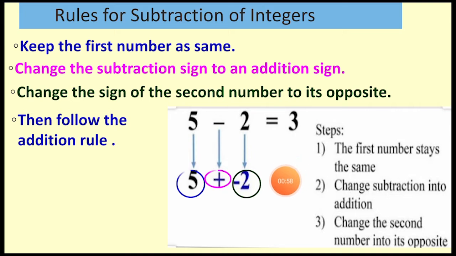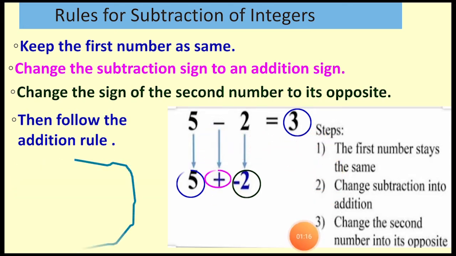Now later on, we follow the rule of the addition of integers. So here you will get the solution equal to 3, that is 5 minus 2 will be equal to 3. Now see here, we have taken one example: 5 minus of minus 3. So how to solve this?